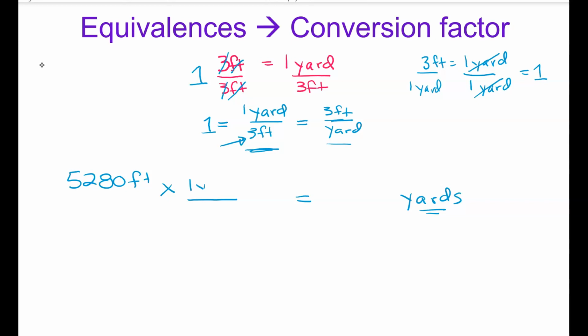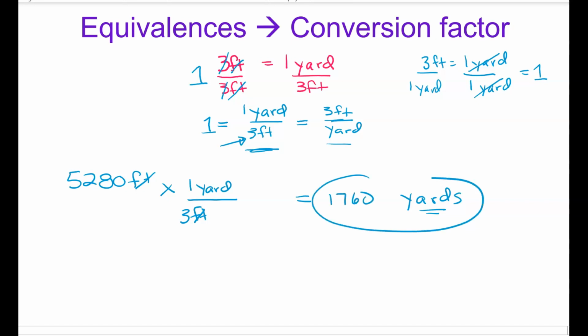So I'm going to use 1 yard over 3 feet. The feet will cancel, and I'm going to take 5,280 and divide it by 3. And that number comes out to 1760 yards. And that is the number of yards in 5,280 feet, or 1 mile.